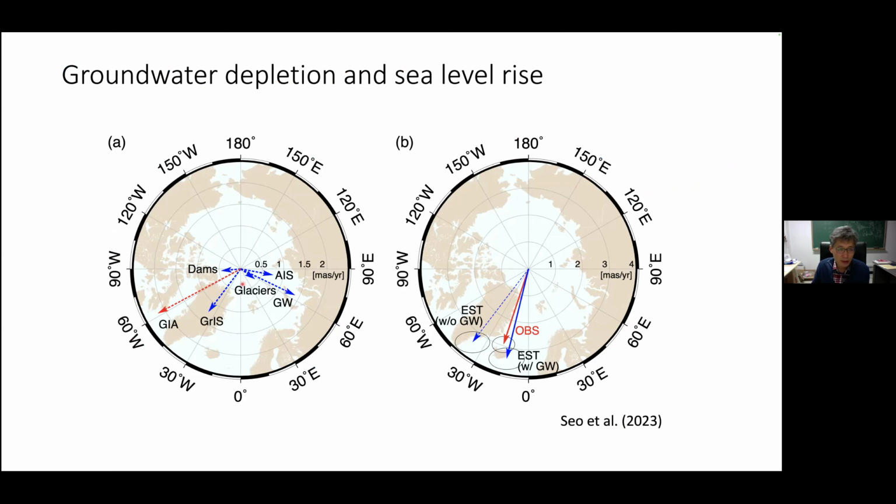So this is the polar motion excitation rate from different sources. The red arrow shows GIA. This is for Greenland ice mass loss, mountain glacier, Antarctic ice mass loss, and dam. And finally, groundwater. The groundwater effect is actually the largest contributor to polar motion excitation among these water mass changes, next to the GIA. Some of these estimations are located here, and the observation of polar motion is also located here. So our observation and estimation are very close to each other. And if we don't include the groundwater effect, our estimation is located far from the observation. So this result indicates that groundwater depletion and its sea level rise contribution estimated from the water model could be true.